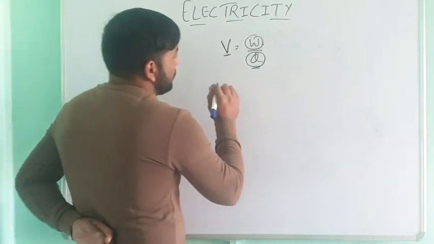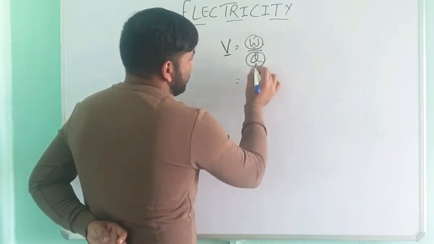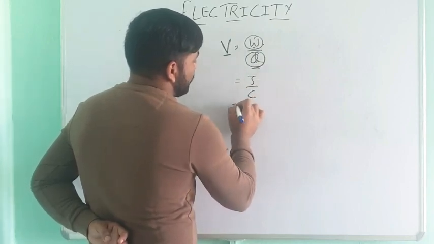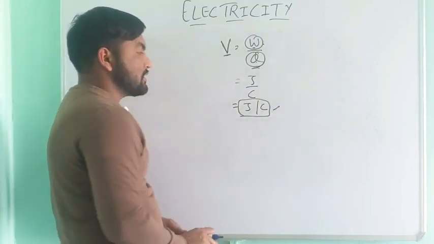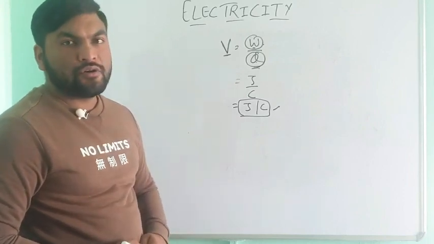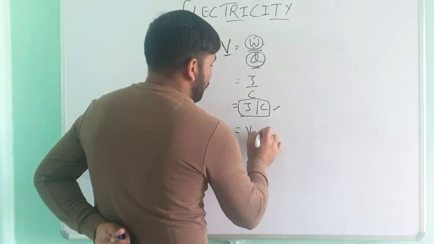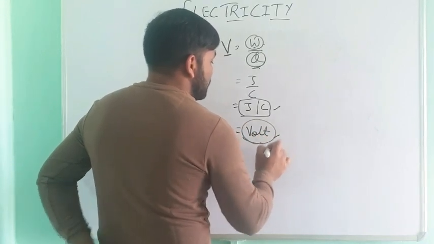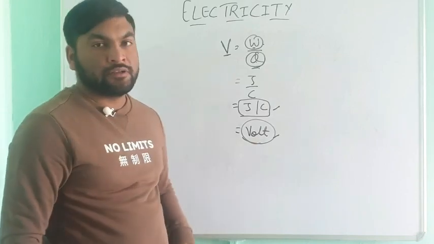The SI unit of potential difference can be calculated as: work done is in joule and Q, charge, is in coulomb. So we get joule per coulomb. The SI unit of electric potential comes out to be joule per coulomb, or the other unit, we say, is volt. We use the SI unit of potential difference as volt.